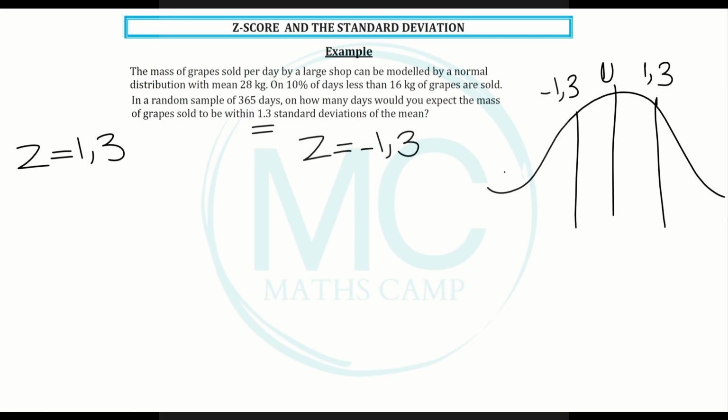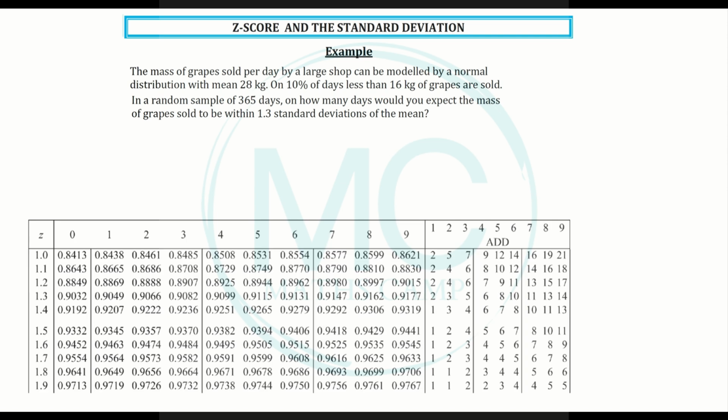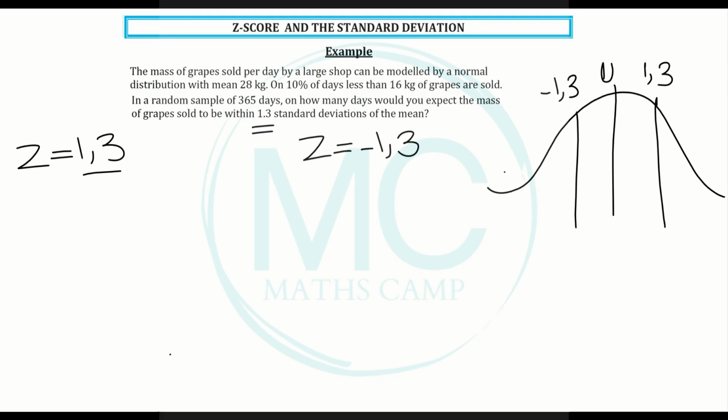When we have our z values, we don't need to use the formula. All we need to do now is find the respective probabilities. So let's look at the normal distribution table. A z-score of 1,3 gives me a probability of 0,9032. I can say the probability of z is equal to 0,9032.